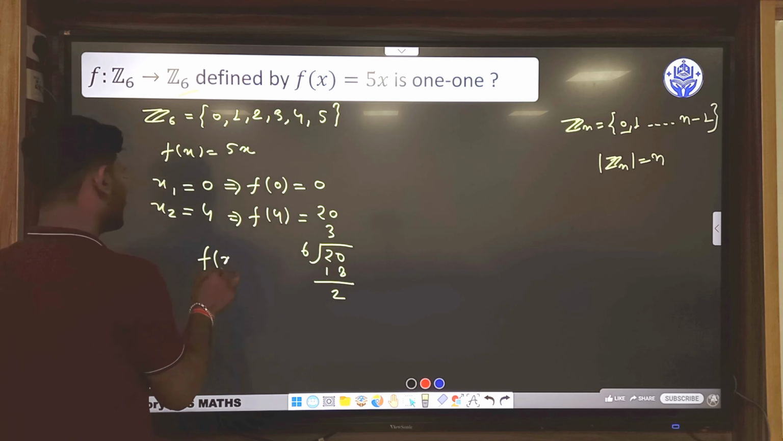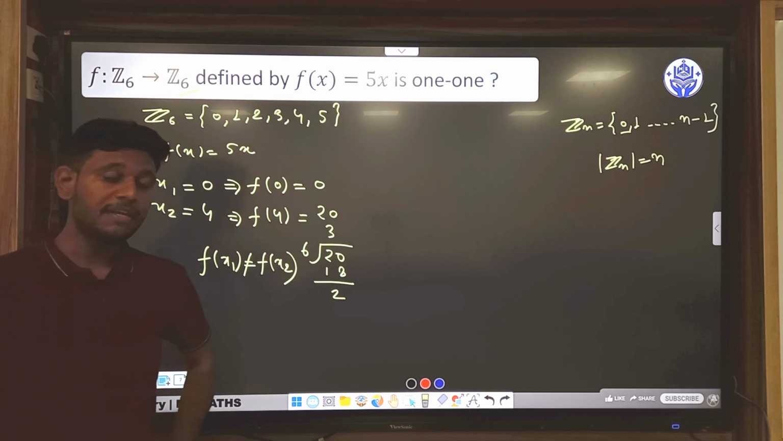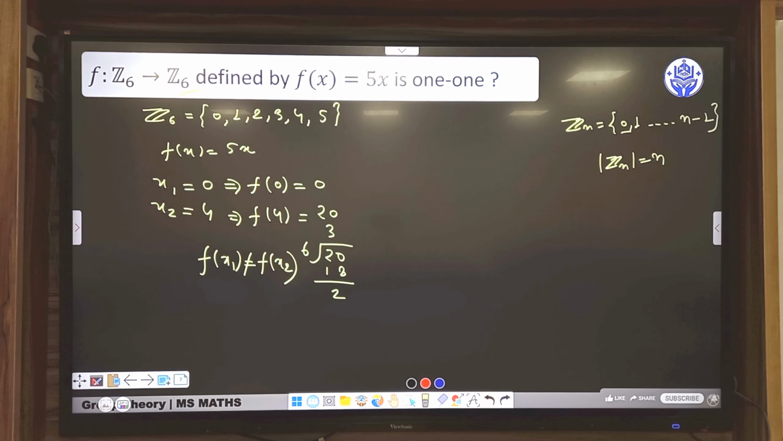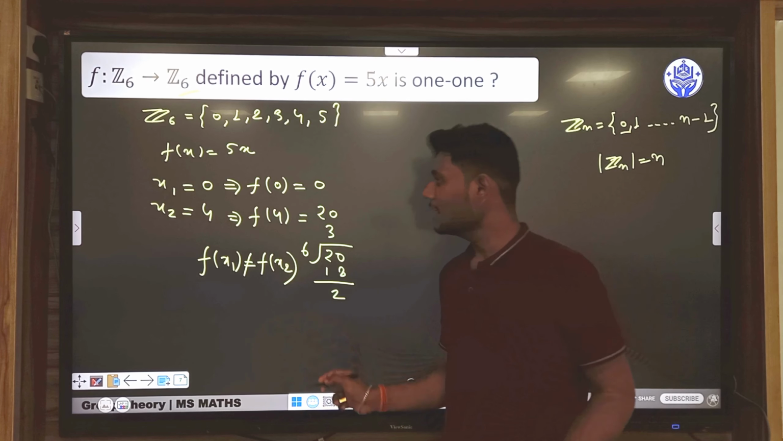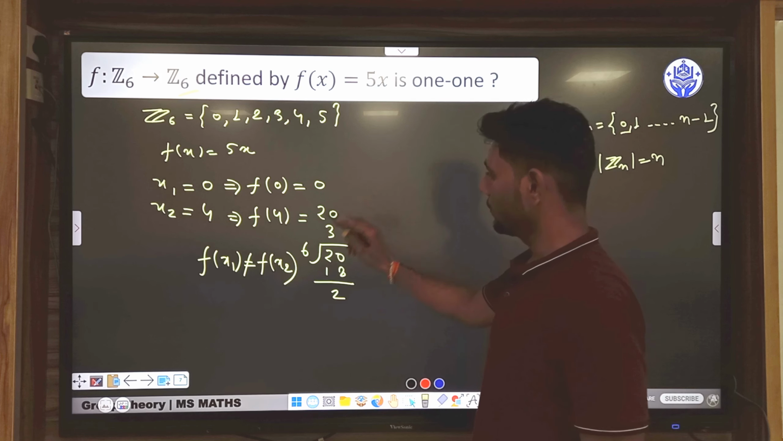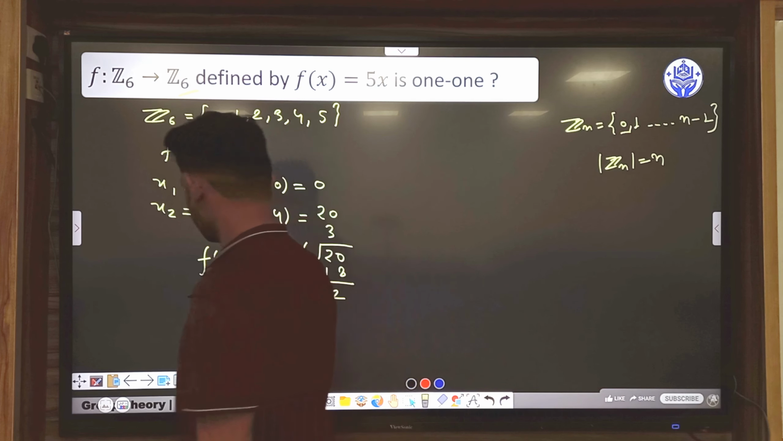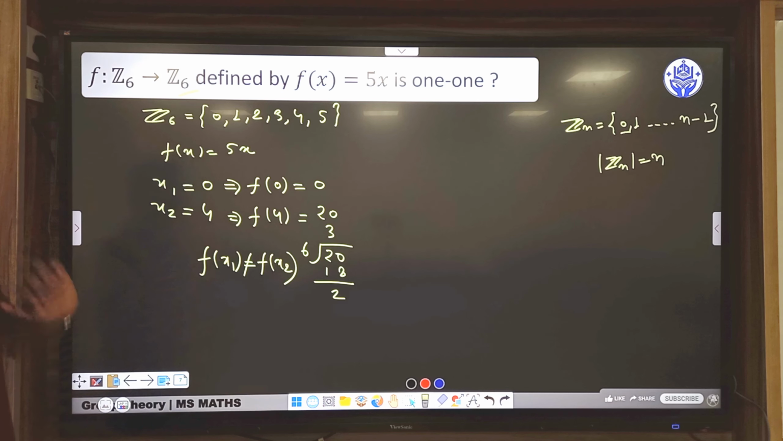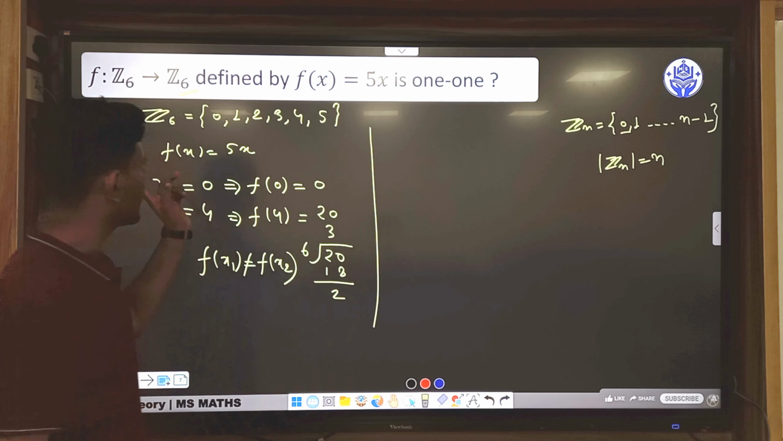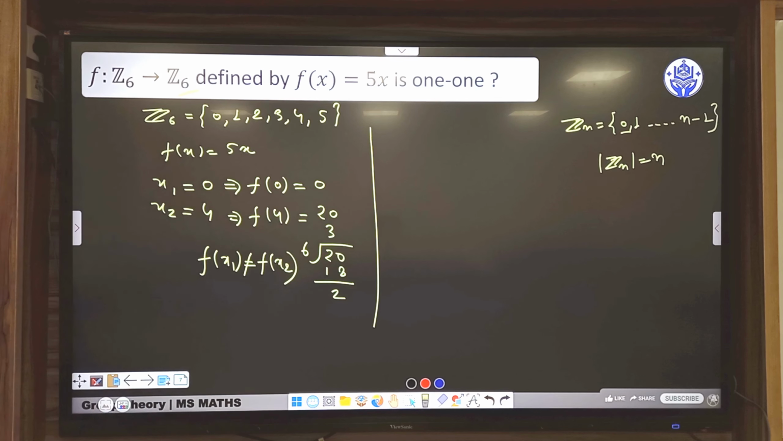Yes, it is not equal, but we can't make any conclusion with one example. We have to check further. If we find a contradiction even once, then we can make a conclusion, but from here I can't. According to this, it is satisfying the condition, but I can't make a strong conclusion that it is a one-one function. So should I check for every pair? Can I do that? For that, we should keep one thing in mind.